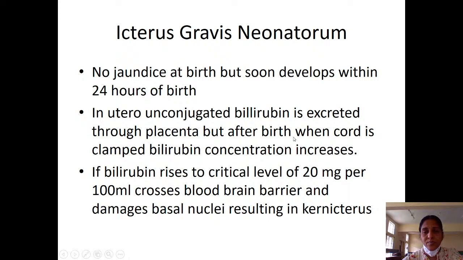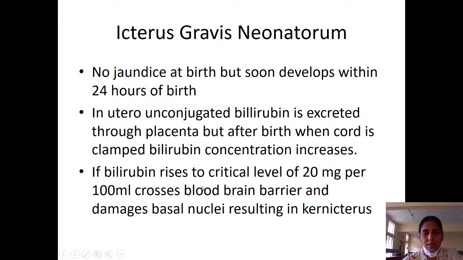But what happens after birth? When the cord is clamped, the bilirubin concentration increases because now there is no more placenta or amniotic fluid. Now this has to be metabolized in the liver, and here most often the baby will be a premature baby. The liver is also damaged because of the anoxia. So the bilirubin can't be excreted, the bilirubin concentration rises, and the baby will present with jaundice.